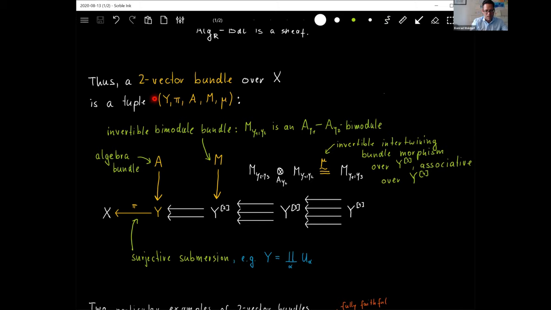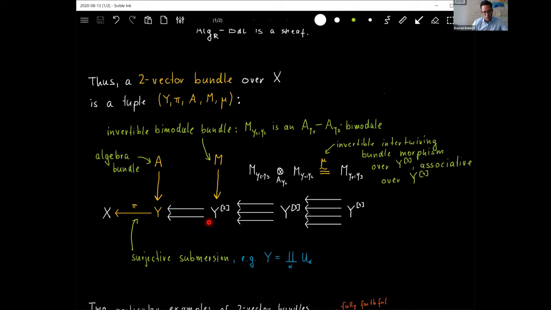So this Y and pi, like in the picture here, is a surjective submersion over X. That's sort of saying that we localize the situation, and that's what one does for bundle gerbes, for example. So then we work over this Y, and the next data is over this total space of the surjective submersion, which could be like a disjoint union of open sets. Over each open set, there is an algebra bundle, like the things we considered before.